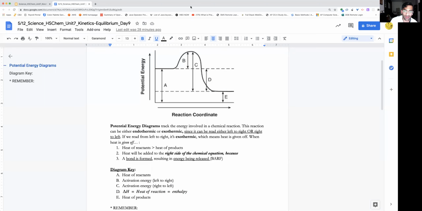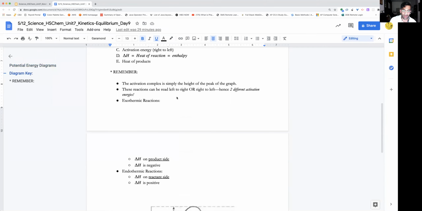All right. So now if we head down, there are a few key things to remember. Again, the activated complex, that's simply the height of the peak of the graph. And these reactions can be read from left to right or right to left. All right, and that's why we have two different activation energies. This can confuse you a lot on Regents questions. The key thing to remember is that I'm always taking my activation energy to be the difference between my heat of reactants, which if I'm reading from right to left, will be on the right. If I'm reading from left to right, it will be on the left. All right, the difference between that heat of reactants and the top of the curve.